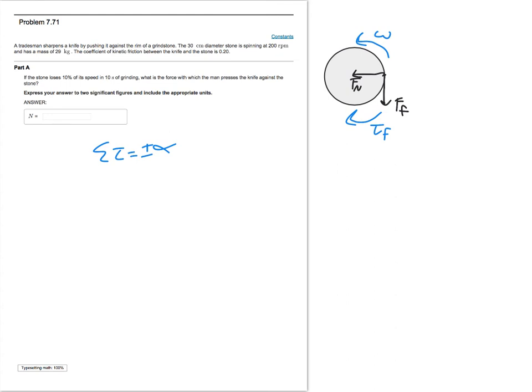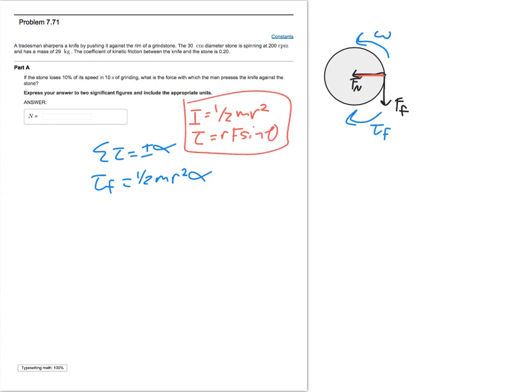Now that I have that, I'm going to do sum of the torques equals I alpha. So the only torque I have acting on it is the torque from friction. That normal force is going along with the radius, so there's not going to be any torque created by that, but there is from the frictional torque. And since it's a solid disk, the moment of inertia is 1/2 mr squared times alpha. The other thing I can substitute in is the fact that torque is r F sine of theta, so we're going to plug both of those in.